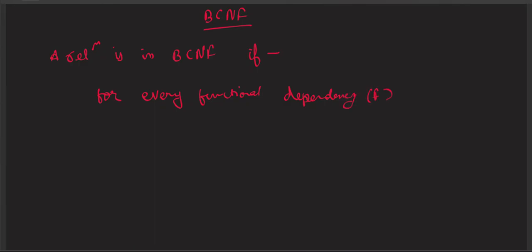So we can say a relation is in BCNF if for every functional dependency FD, X tends to Y, X must be a super key, or you can say the determinant. Let me write it down that one also.